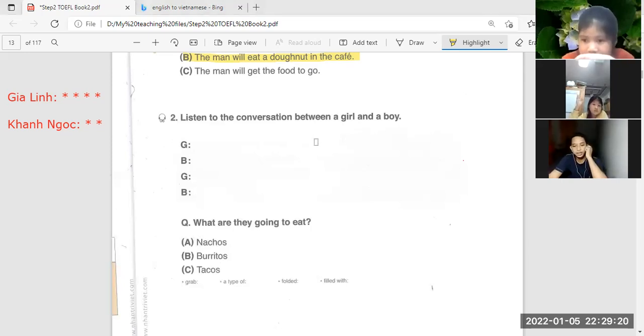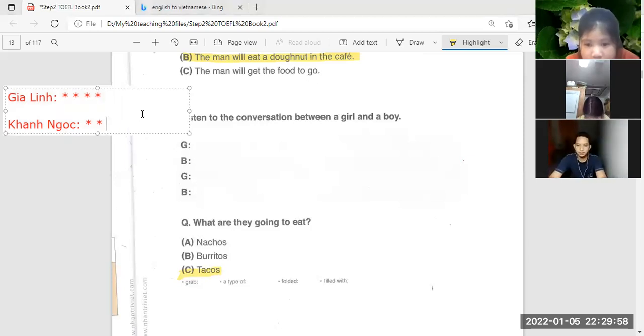Okay, what are you going to eat? Nachos, burritos, or tacos? Okay, Khánh Ngọc, what is your answer? I choose C. Tacos. What about Yelling? A, B, or C? C. All right, C. So the correct answer is C. Very good. So 1 star for everybody. Khánh Ngọc got 1 star, and Yelling also got 1 star.